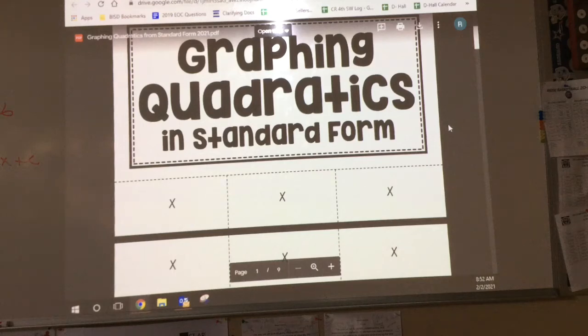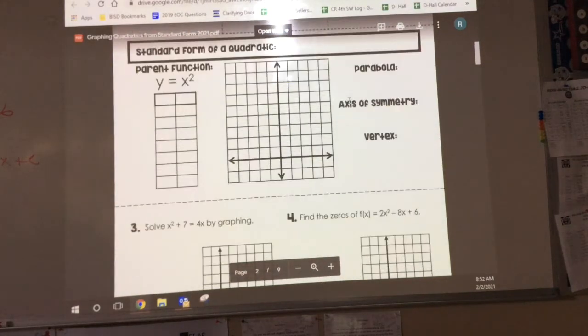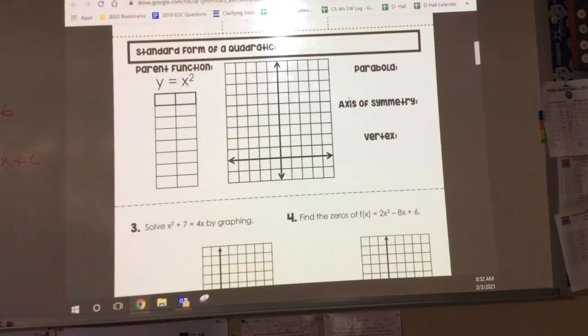All right, so graphing quadratics in standard form. Again, the notes are printed off because of the graphs. You don't have to use them if you don't want to, but I would recommend it. I think it will make your life a lot easier. I don't think I've used the blue marker this year, so we'll see how this one works out.